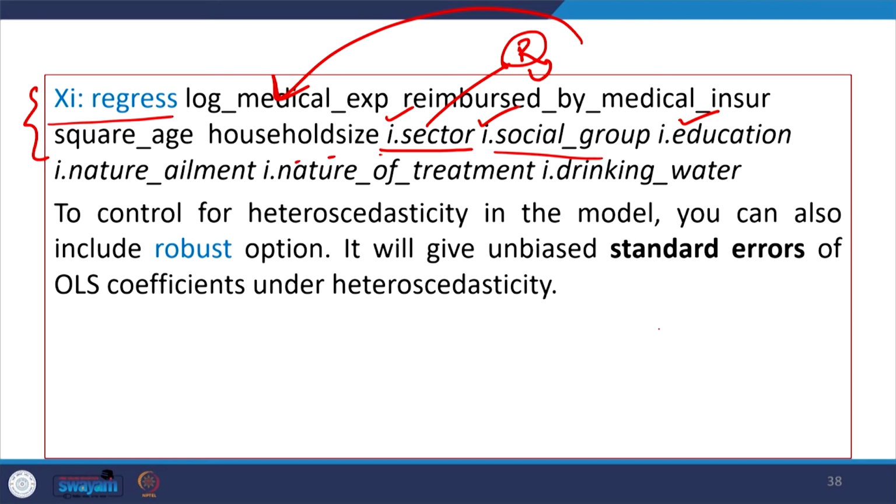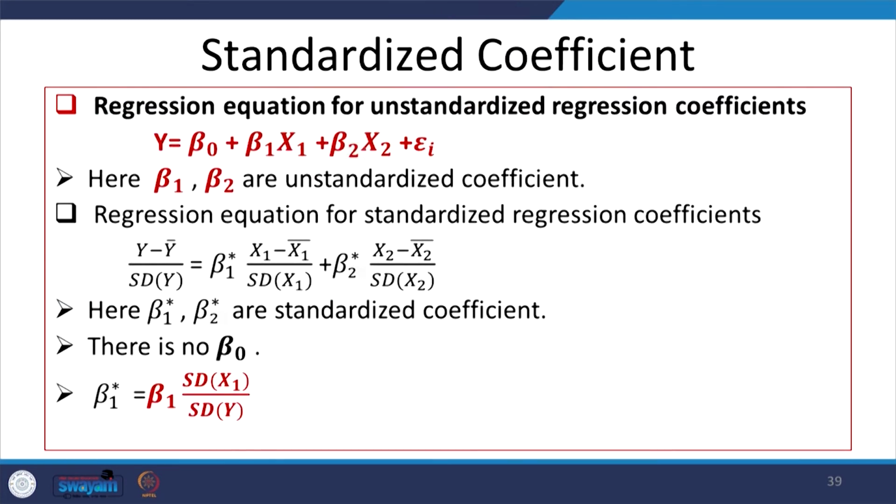Another interesting aspect is to control for heteroscedasticity in the model. You can include the robust option. The robust option is going to control for heteroscedasticity and will give unbiased standard errors of OLS coefficients under heteroscedasticity.